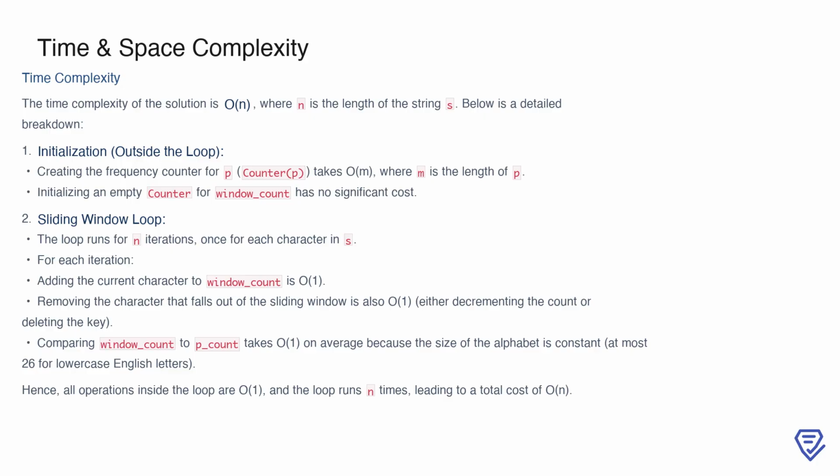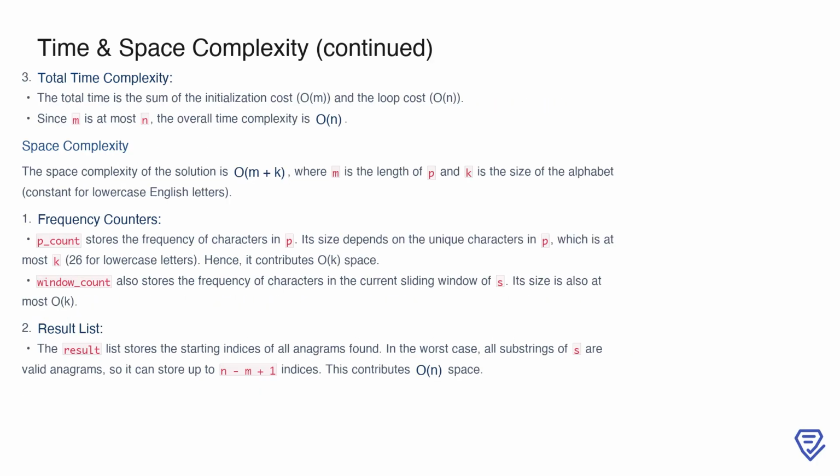Comparing the window's frequency count with the pattern's frequency count is also O(1) on average, as the alphabet size is constant, limited to 26 lowercase letters. Putting all this together, the loop runs n times, and every operation inside it is O(1), leading to a total cost of O(n). Now, when we sum up the costs, the total time complexity comprises the initialization cost, which is O(m), and the loop cost, which is O(n). Given that the length of P, or m, is always less than or equal to the length of S, or n, the dominant term is n, so the overall time complexity simplifies to O(n).